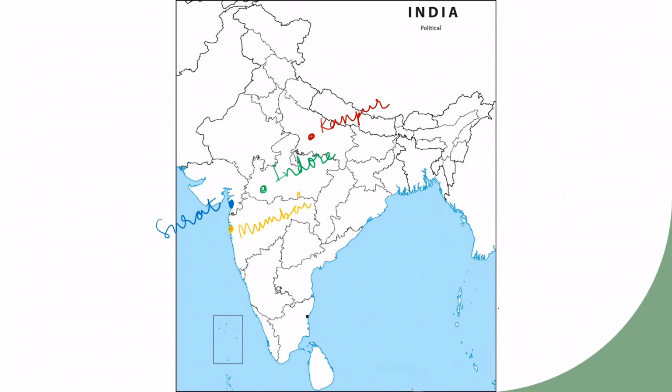Next, we have the city Coimbatore, which is on the border of Kerala and Tamil Nadu. This is Coimbatore. So that's it. Kanpur, Indore, Mumbai, Surat and Coimbatore are the most famous major cotton textile plants in India.